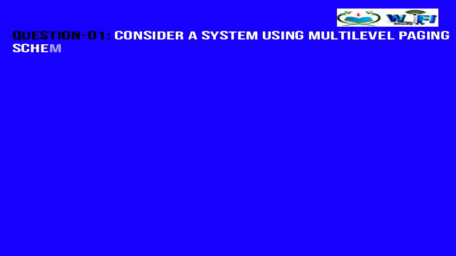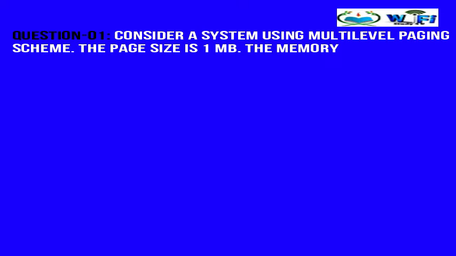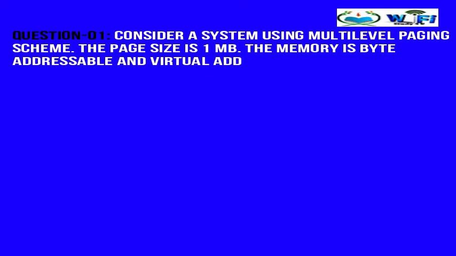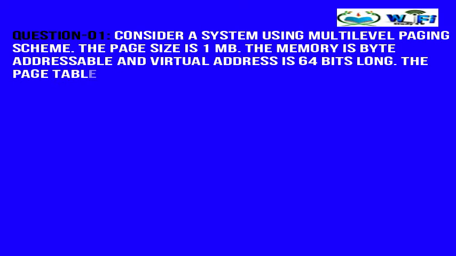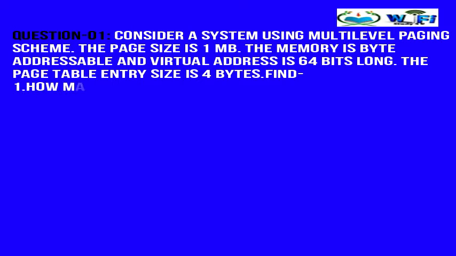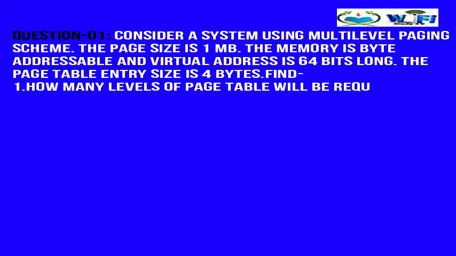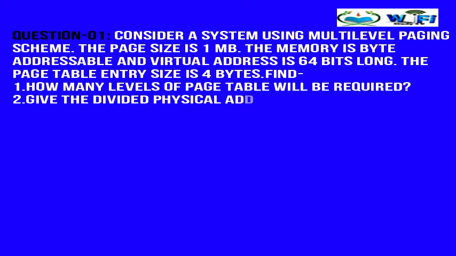Question number 1. Consider a system using a multi-level paging scheme. The page size is 1 megabyte, that is 1 MB. The memory is byte addressable and the virtual address is 64 bits long. The page table entry size is 4 byte. Find how many levels of page table will be required. Second, give the division of physical address and virtual address.